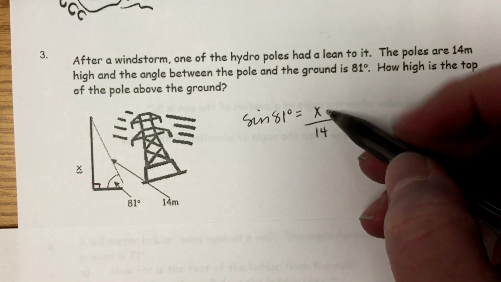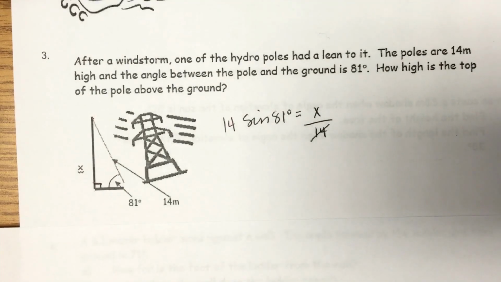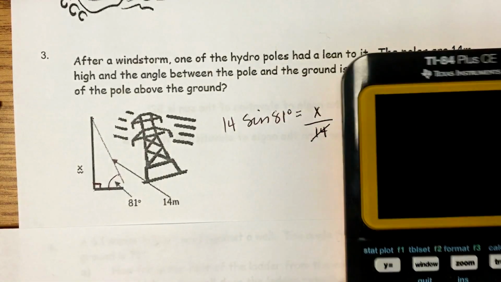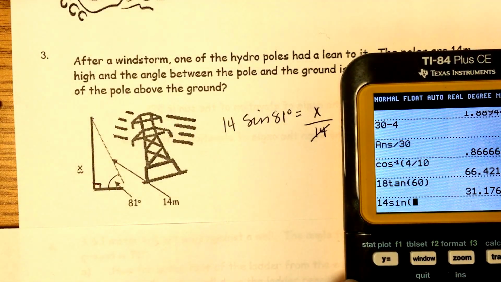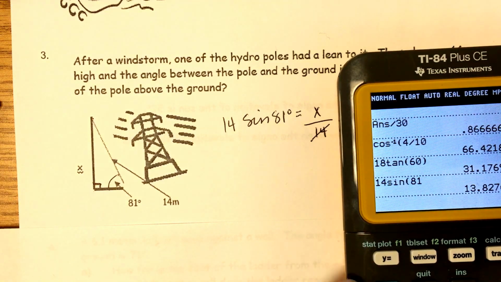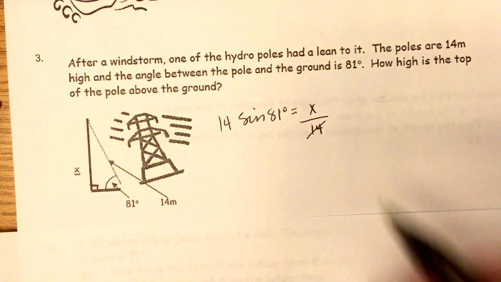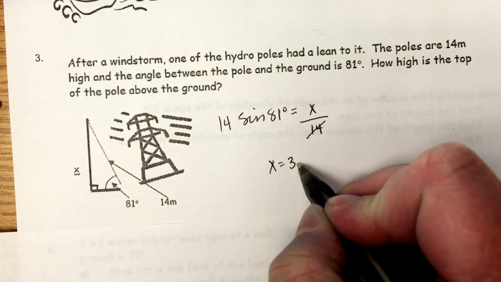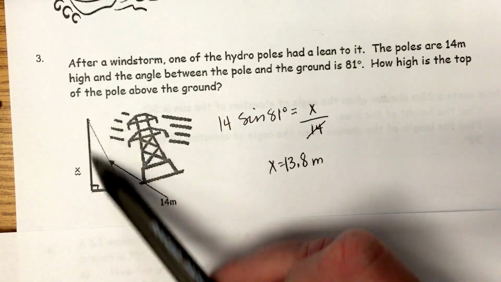Now solve this for x. So multiply both sides by 14 and use your calculator to evaluate that. Make sure your calculator is set to degree mode. 14 times sine 81 degrees. If we round to the nearest tenth, 13.8. And that's meters because that's a distance.